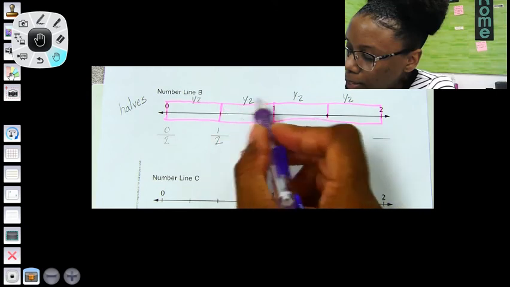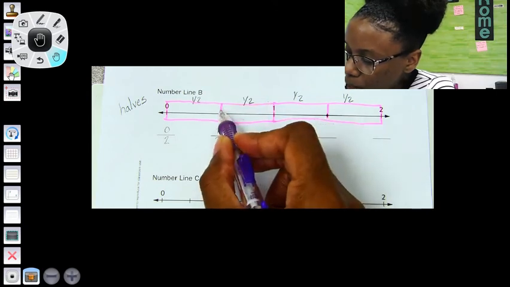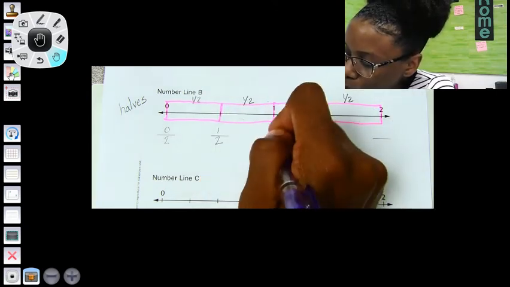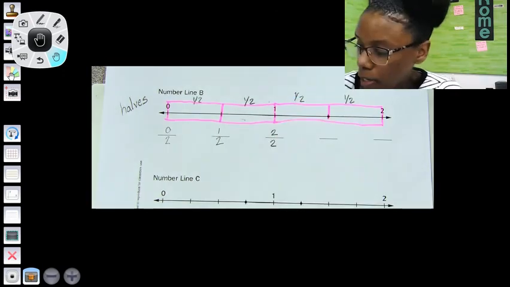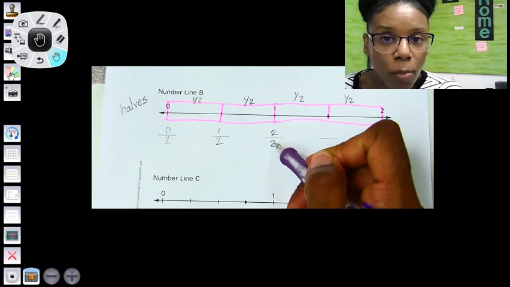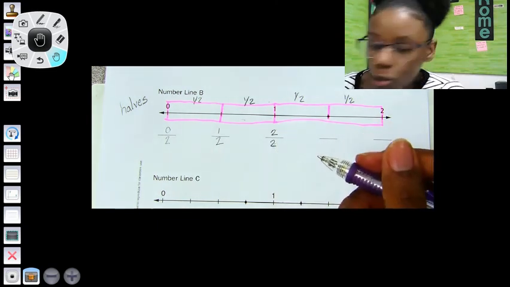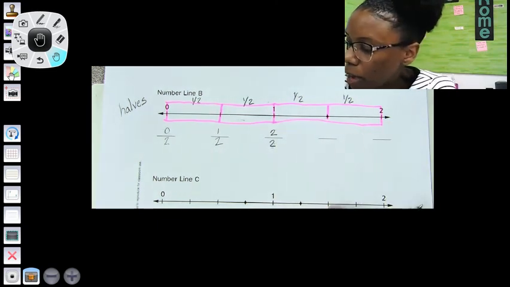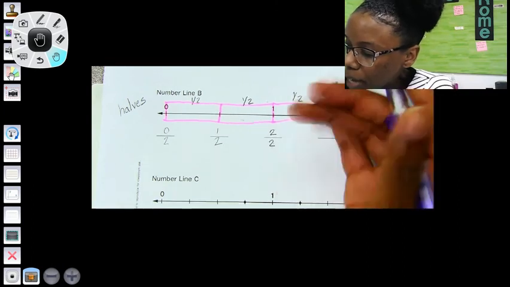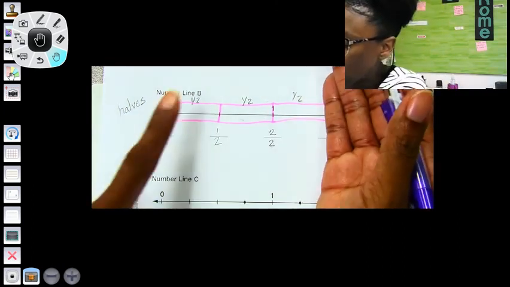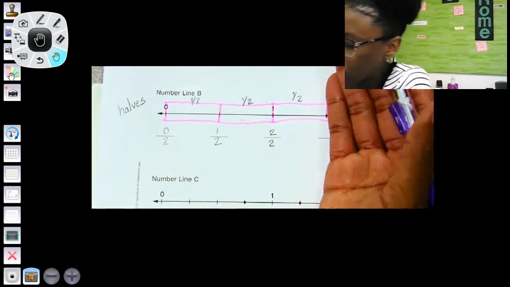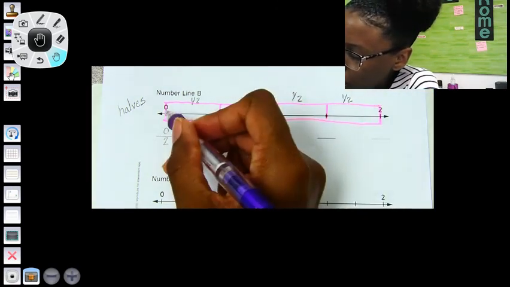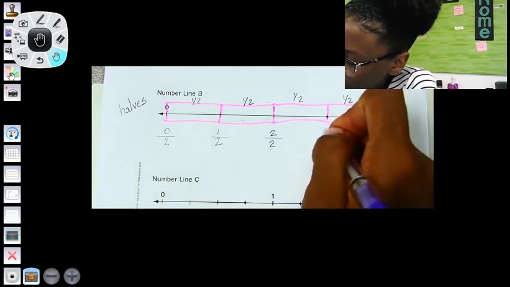Now I'm looking at this half piece side by side with it. That would be 2 halves. And if you could see, 2 halves equals 1. Anytime the number on top matches the number on bottom, that is equal to 1. So now I'm going to put another half piece side by side. So I'm looking at it like this. So I have 1 half, 2 halves, 3 halves. So from here to here is 3 halves.